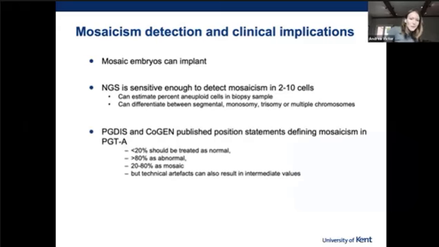Published guidelines by COGEN and PGDIS currently state that anything with putative 20% abnormal cells or less in the biopsy sample should be treated as normal. Greater than 80% abnormal should be treated as abnormal, and everything in the middle should really be treated as mosaic.